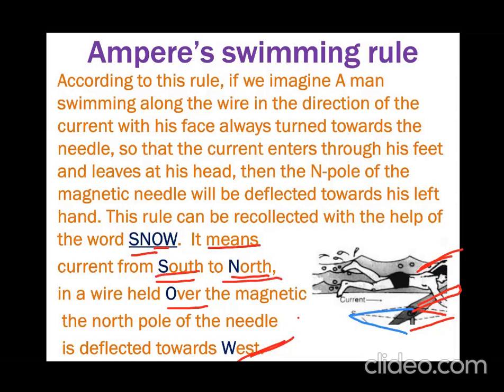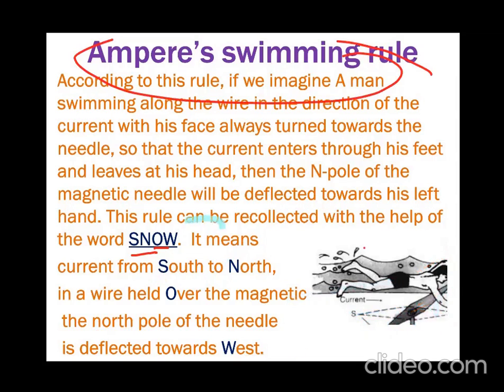If the current is going from south direction to north direction in a wire, and the wire is over the magnetic needle, then the north pole of the magnet will get deflected towards the west. This is a shortcut, but I think Ampere's swimming rule is best to remember, right children? So this is your Ampere's swimming rule.